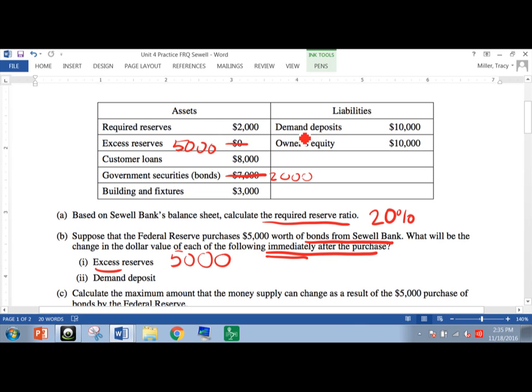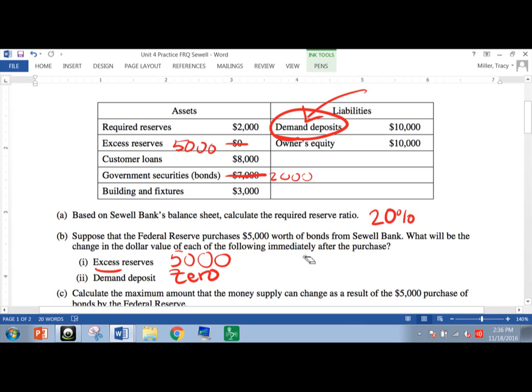Now, the demand deposits, they're over here. Ask yourself, the Fed comes in and buys the bonds. Has anybody deposited money into the bank? No. There is zero change immediately after the purchase because the Fed hasn't deposited money as a depositor. They just simply took the bonds and converted them into cash. So they're still an asset for the bank because the bank can loan out that money and earn interest off of it. And that's what an asset is. Something that's going to add value to the bank.